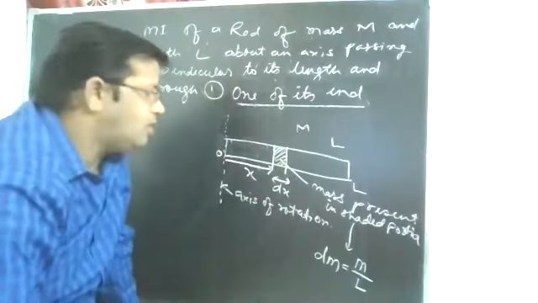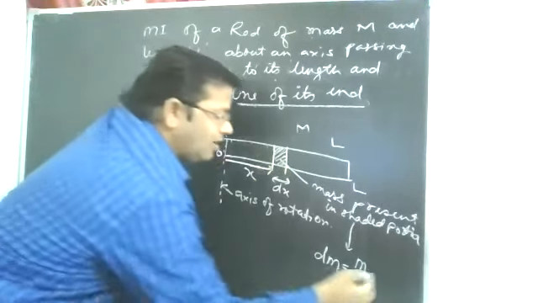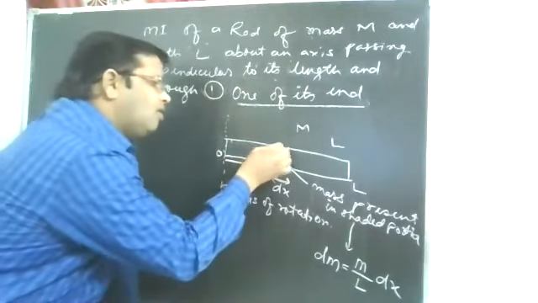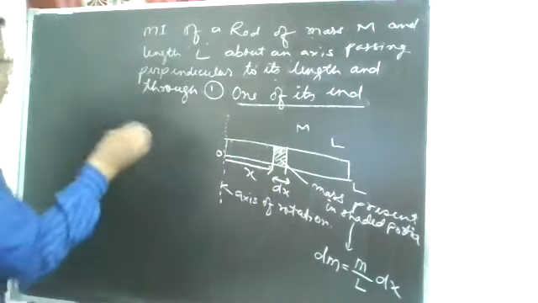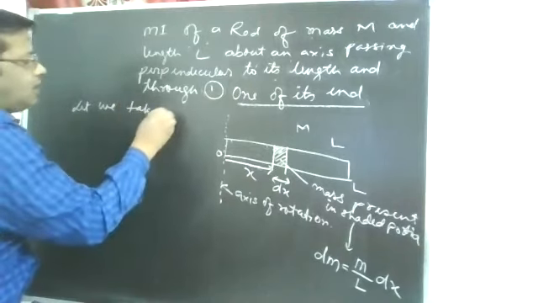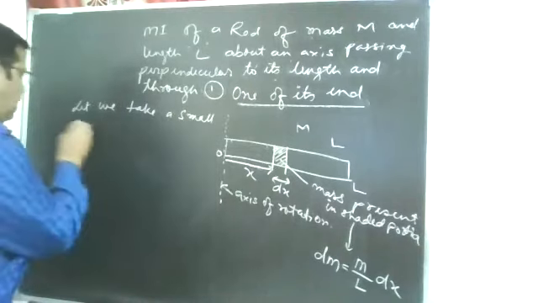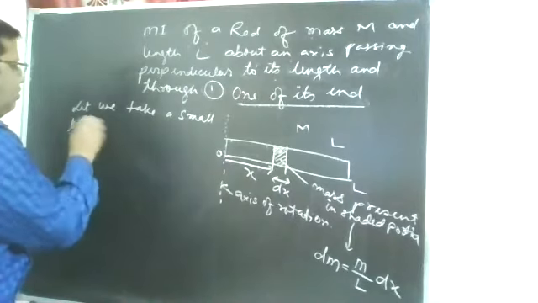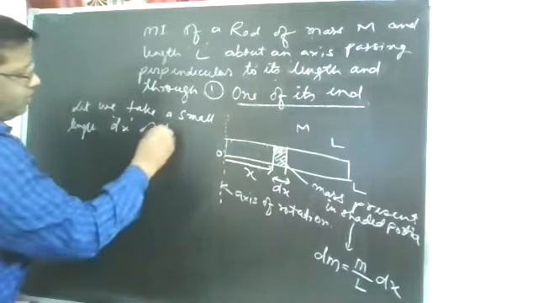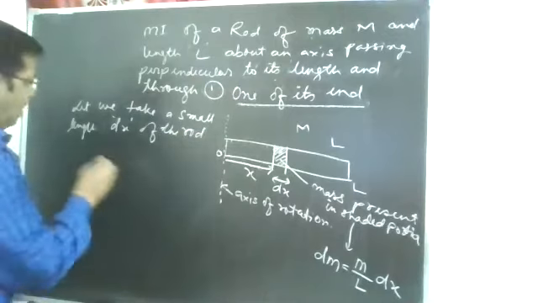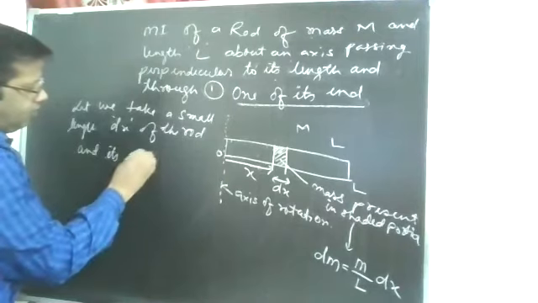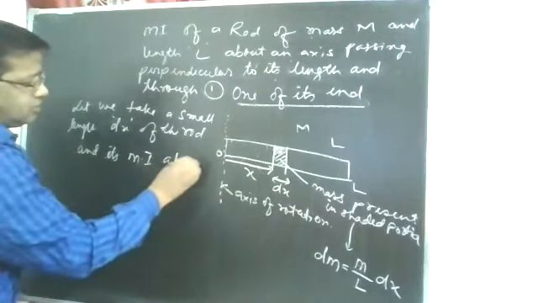Mass per unit length of the rod, so the mass present in a small length dx will be M by L into dx. Now, how will we derive the formula? Let us take a small length dx of the rod, and its moment of inertia about the given axis.